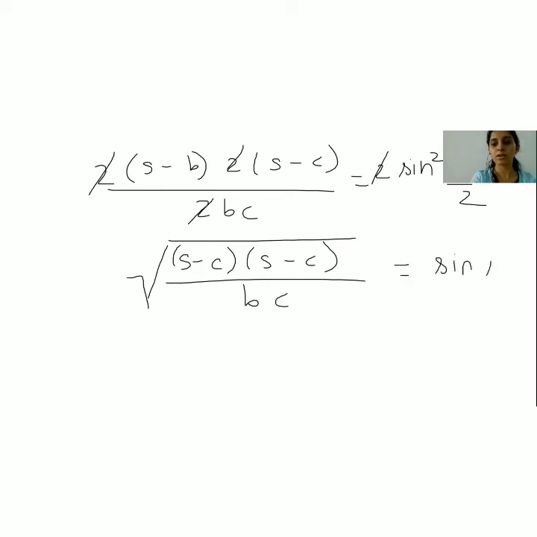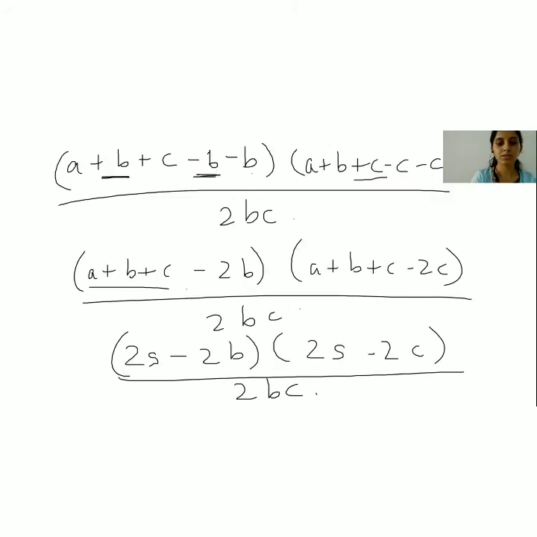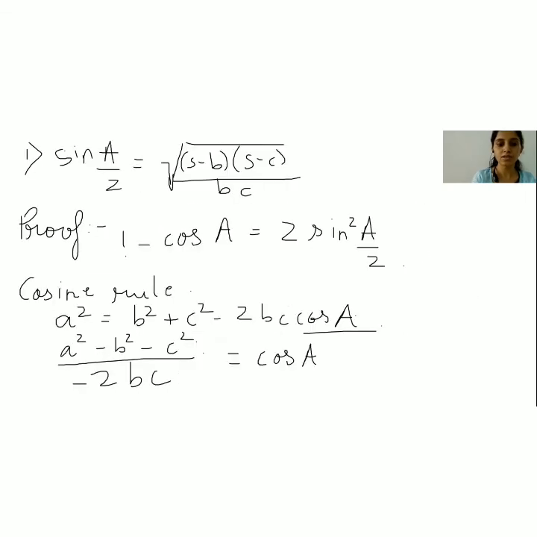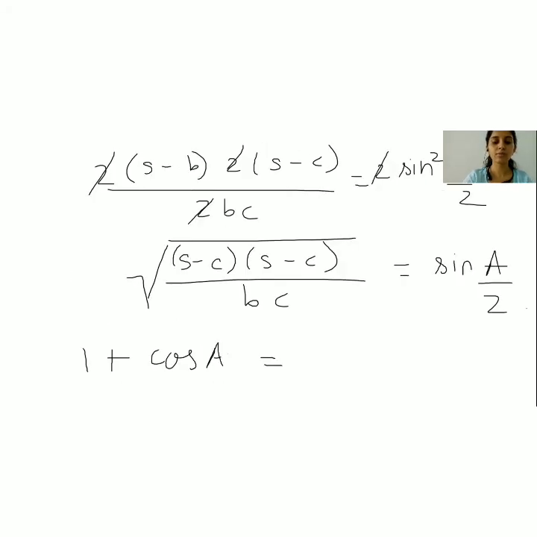sine A by 2. In a similar way, you can prove cos A by 2. I'll just tell you the identity. How we started this sum, we started with 1 minus cos A. Okay, 1 minus cos A, right? So now the second term, cos A by 2, how will you prove that? We'll use 1 plus cos A is 2 cos square A by 2. Okay, and then we'll start as we did it in the previous one. That is, we'll substitute cos A again and get the formula for cos A by 2, right? So that will give us the half angle formulas.